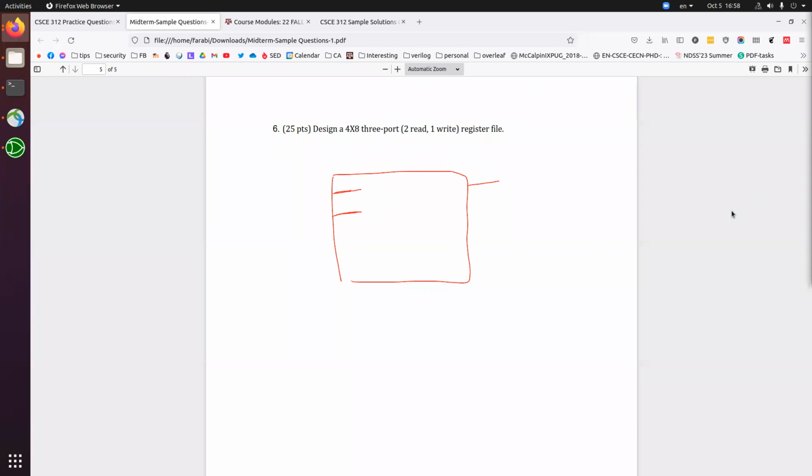Is there a topic list that is accurate? Yes, you can follow the practice problems. That will have almost all the details of the register.